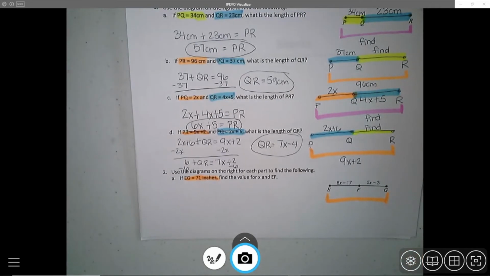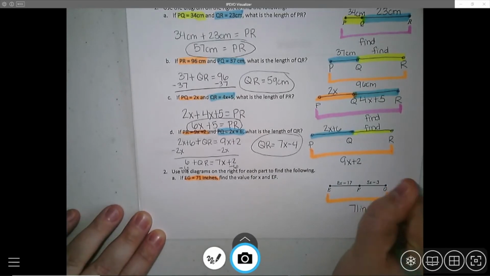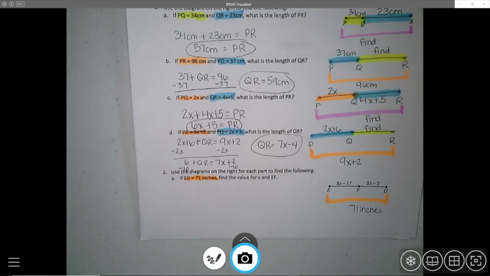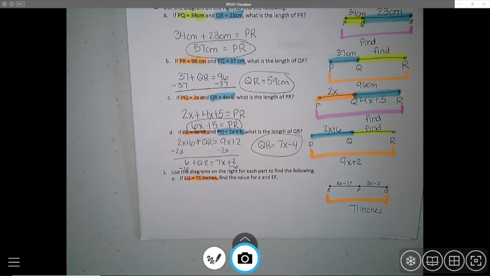Okay, from E to G. Notice that goes from one end to the other, so it's the whole thing. That's why I put the brackets. That's 71 inches. They want me to find X and the value of EF. Anytime you see that they want you to find more than just a variable on these problems that have algebraic expressions, we're going to have a substitution part at the end.